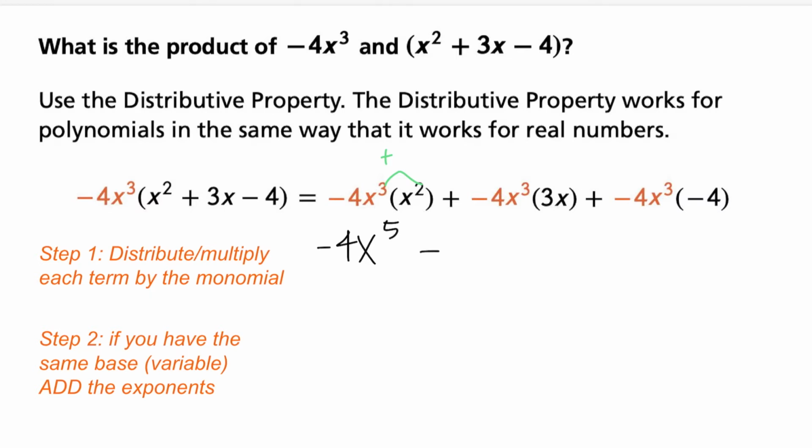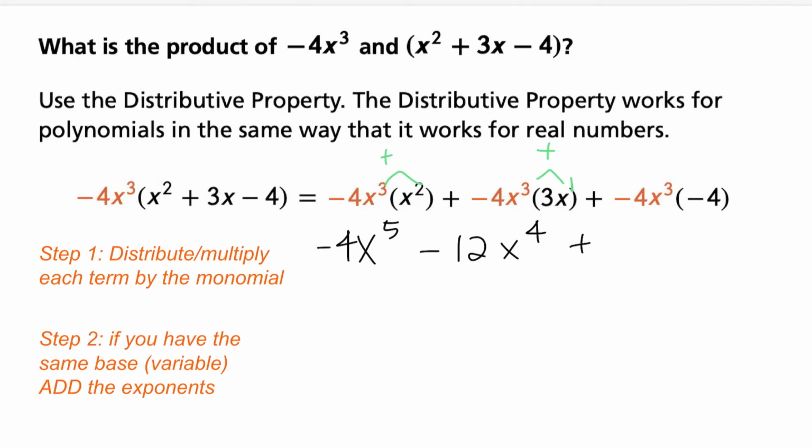For the next one, negative 4 times 3 is negative 12, x to the third power times x to the first power, right, because it's just an x, so that's x to the first power. That adds up together, so that gives me x to the fourth power. So I get negative 12x to the fourth power.